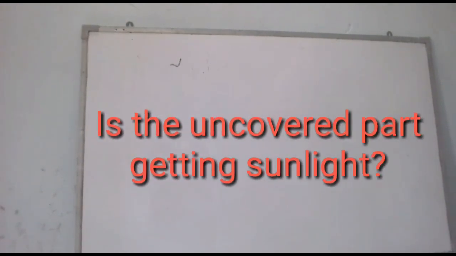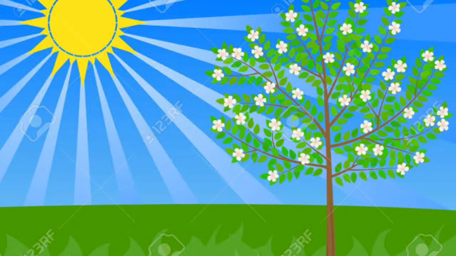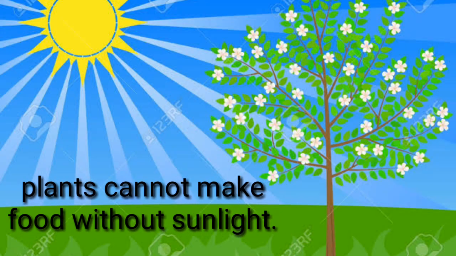Is the uncovered part getting sunlight? Yes, the uncovered part gets sunlight but the covered part did not get sunlight. Thus we can say that plants cannot make food without sunlight.